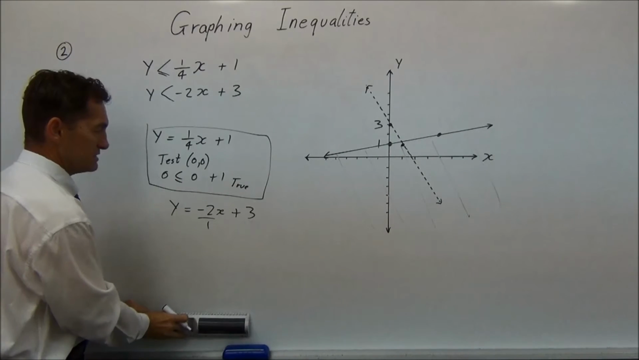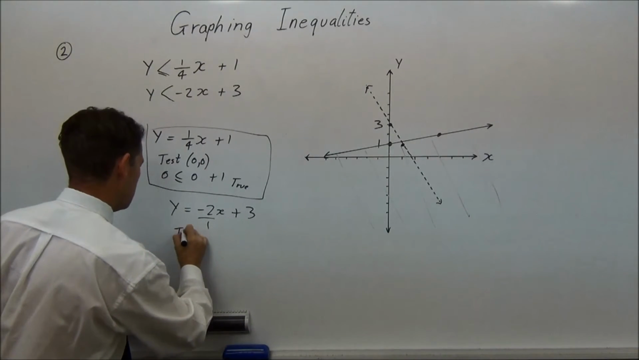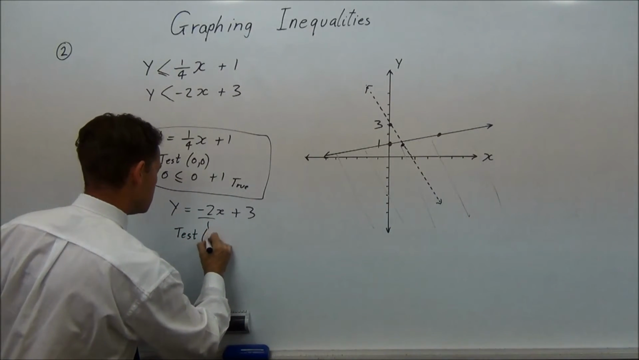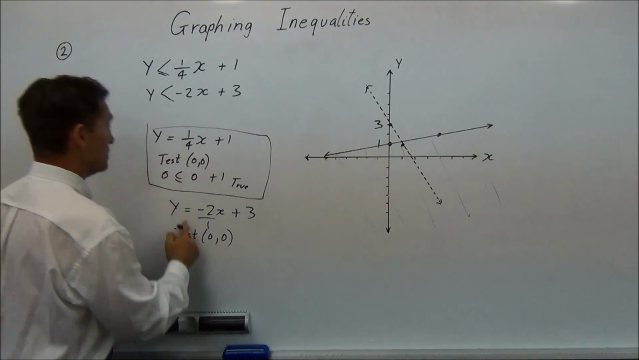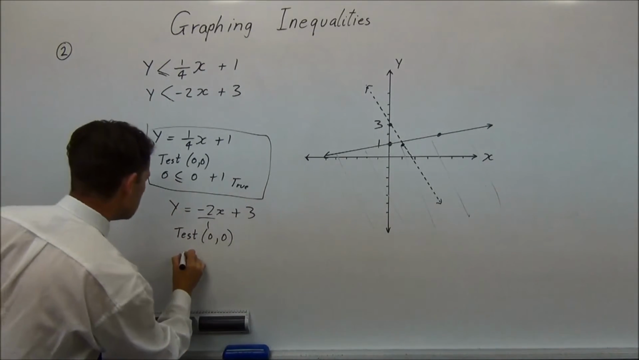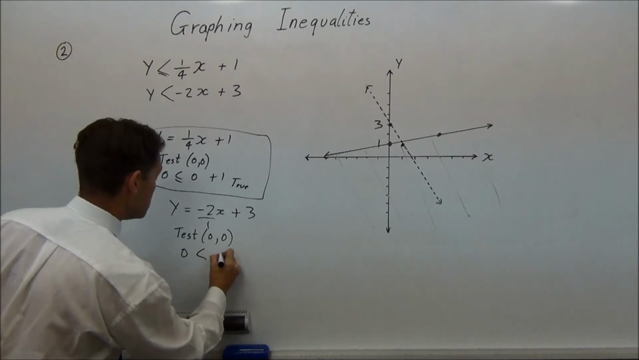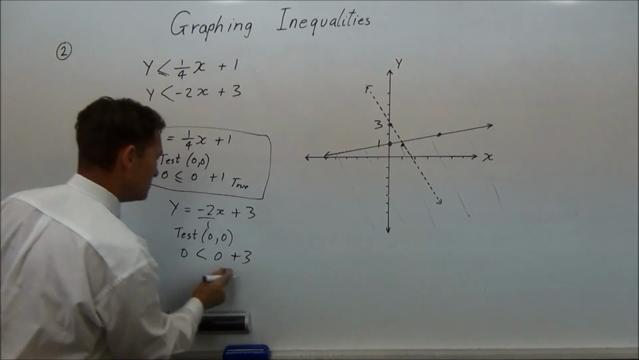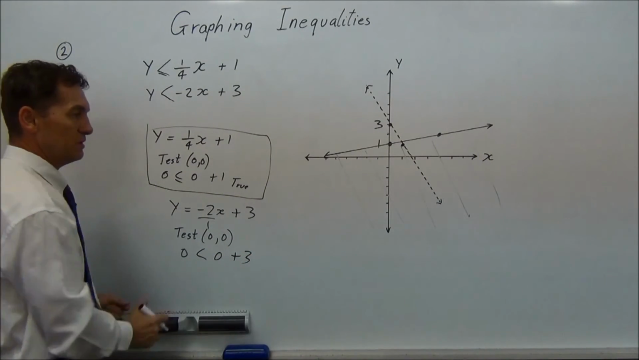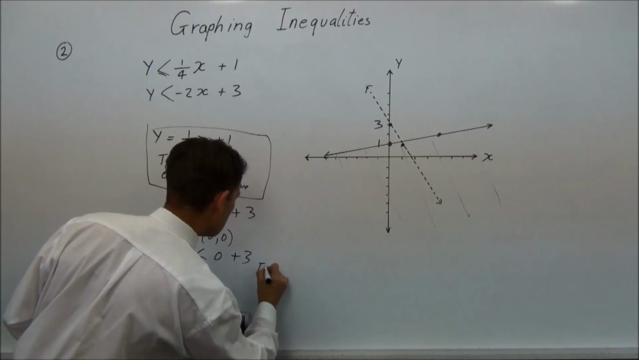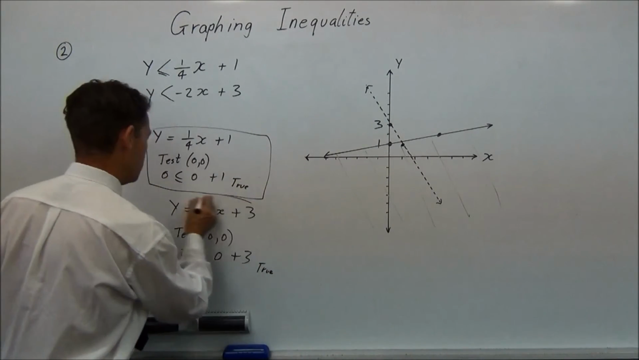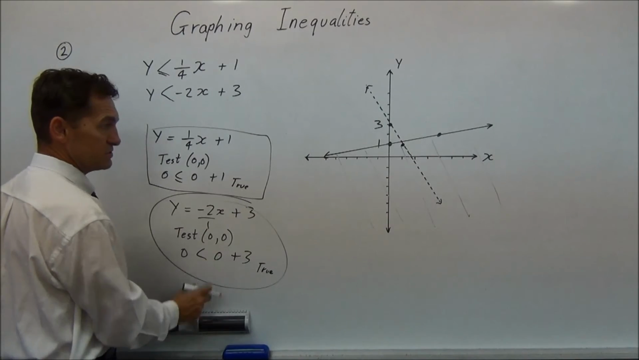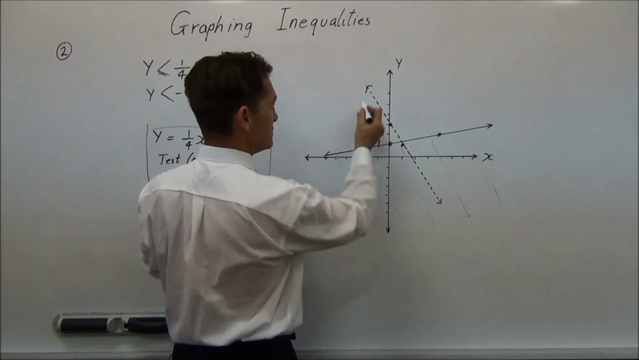Now we've done that, next thing we're going to do, test a point, and again 0 happens to be free, so let's test 0. So I'm going to put 0 in there and there, so we get 0 is less than 0 plus 3. Well, is that true? Is 0 less than 3? Yes, it is. That's true as well. So now you've done that one. So if 0 is true, then you're going to shade in this side.